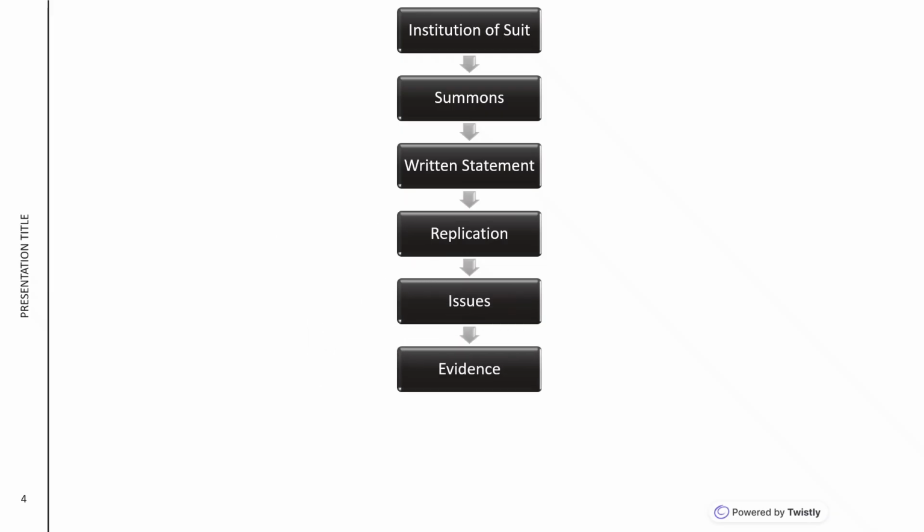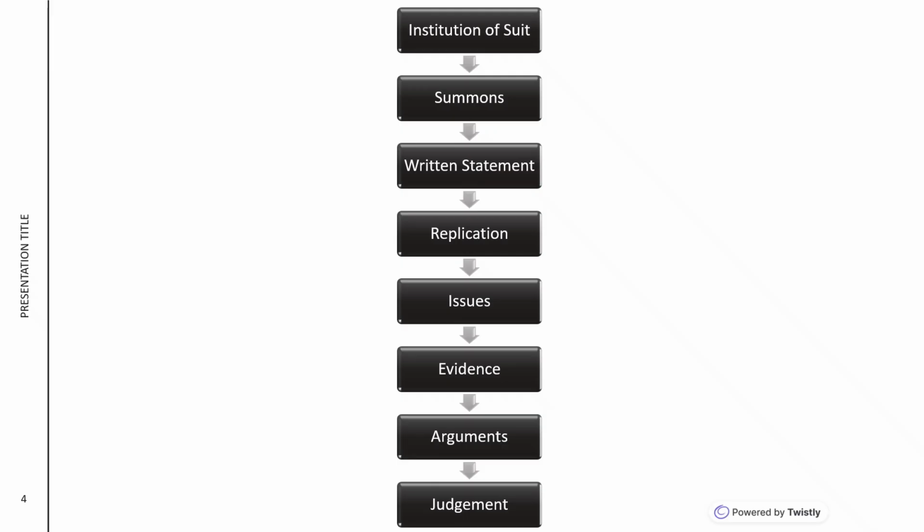And the sixth stage is the evidence stage, where documents, cross-examination, and examination of witnesses take place. And the next stage is the argument stage. And finally, we have judgment. We will discuss each of the stages with relevant examples.